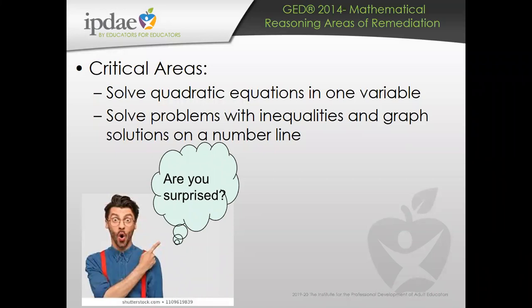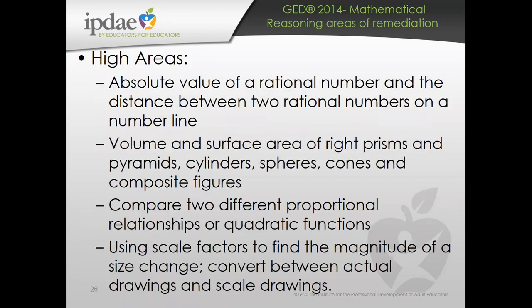As you can see, our critical areas, and remember this was more than 75% of the people who took the test, missed questions in this area, were solving quadratic equations in 1 variable, and solving problems with inequalities and graphing solutions on a number line. Those high areas that were revealed, also not too surprisingly, were absolute value, volume and surface area of 3D and composite figures, proportional relationships and quadratic functions, and converting scale factors.